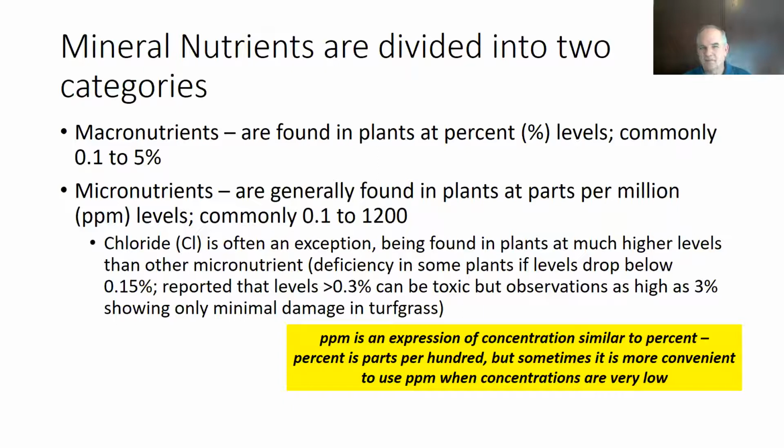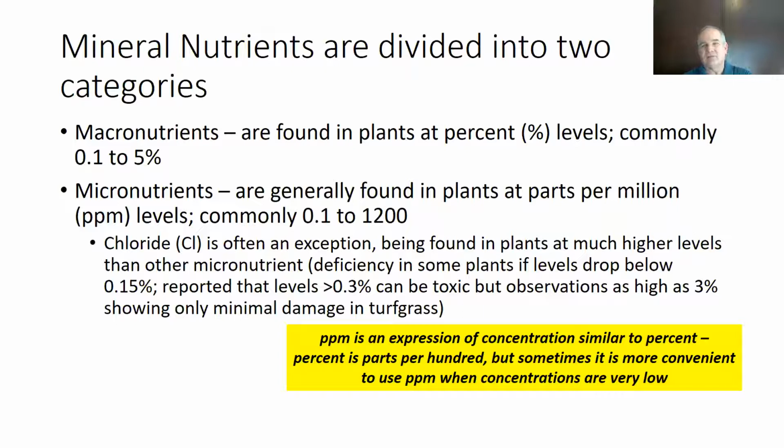So it's the same concept, just a different scale. And it's useful to be able to talk about micronutrients in terms of parts per million because the concentrations are so small. So instead of saying 0.0001%, we can give the parts per million. It's a little easier to grasp what the value actually is. These range from about 0.1 to over 1,000 parts per million.